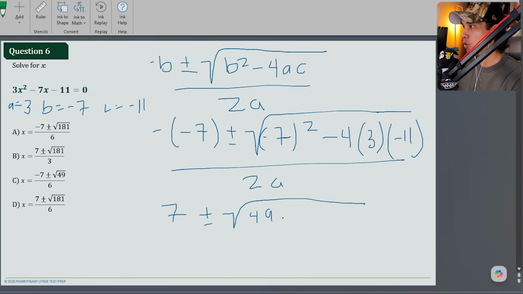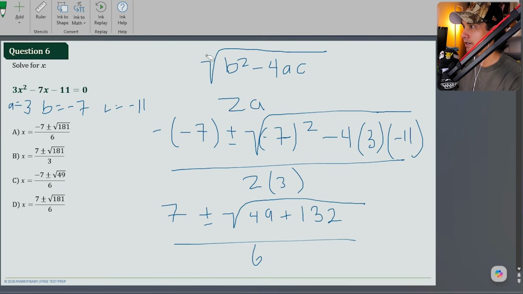Then we get 7 plus or minus the square root of 49, because 7 squared is 49, minus what is negative 4 times 3? That's negative 12. What's negative 12 times negative 11? That equals positive 132, right? Is it 132 or 131? I think it's 132. Okay, and then I forgot this A over here. This A is 3, and I'm going to do 2 times 3, and that's 6. Now I'm going to erase the top here and continue.